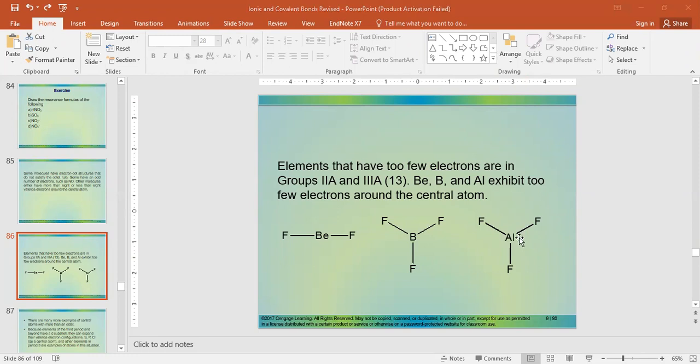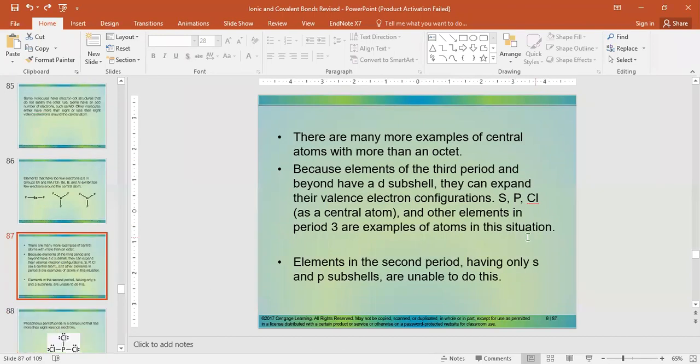so that each of the fluorine atoms has an octet configuration, but the aluminum here is only going to have 6 electrons. So these are examples of some atoms in compounds where too few electrons are going to be found, actually fewer than the 8 that are expected. We may have very many more examples, and in a short while, I'll be showing you some atoms that have more than the 8 which is required, as we discussed. So there are many more examples of central atoms with more than octets.